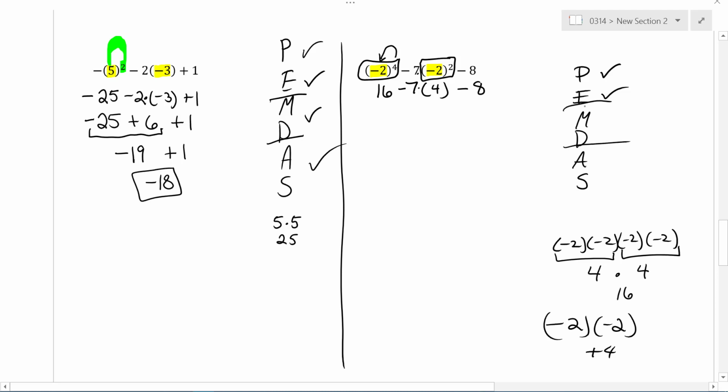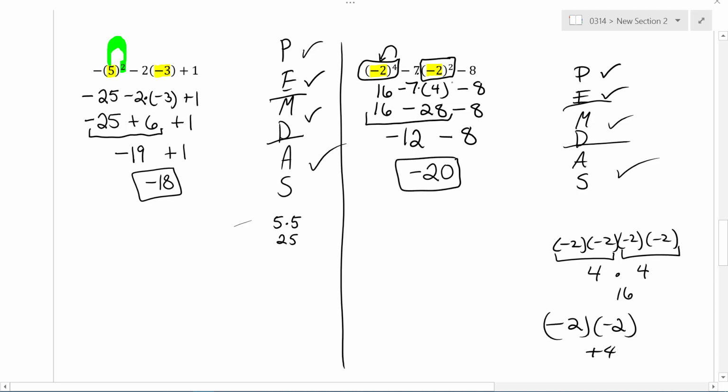The next phase of our operations is any multiplication and division I see from left to right. So as I move from left to right, I do see a multiplication between the -7 and the 4. -7 times a +4 is a -28. Alright, so the last thing I do is any addition and subtraction that I see from left to right. So I have a subtraction here. What is 16 minus 28? Right, that gives me -12. Then I'm going to bring down the -8 again. What's -12 minus 8? That gives me an overall value of -20.